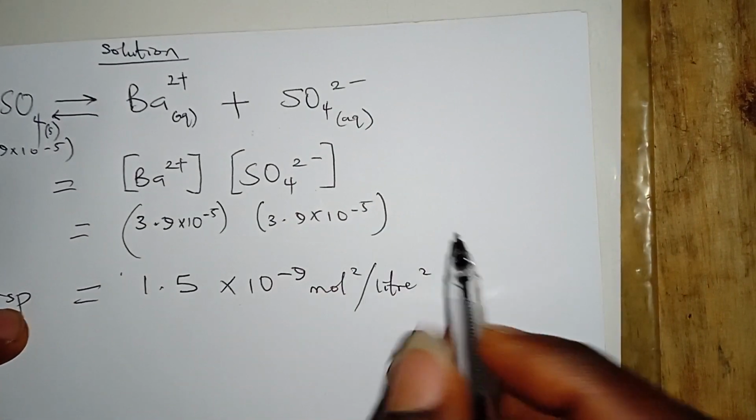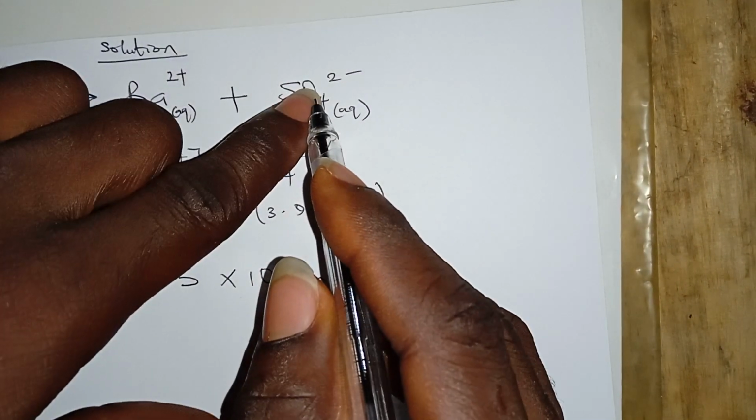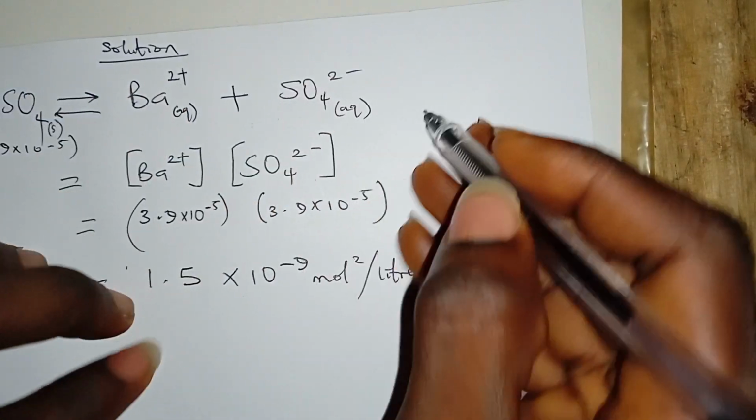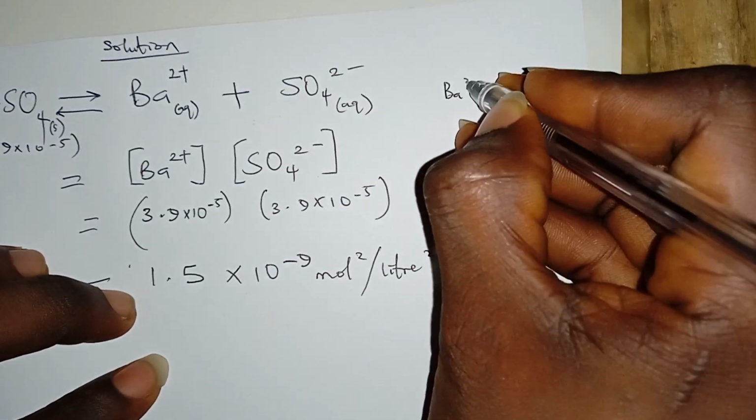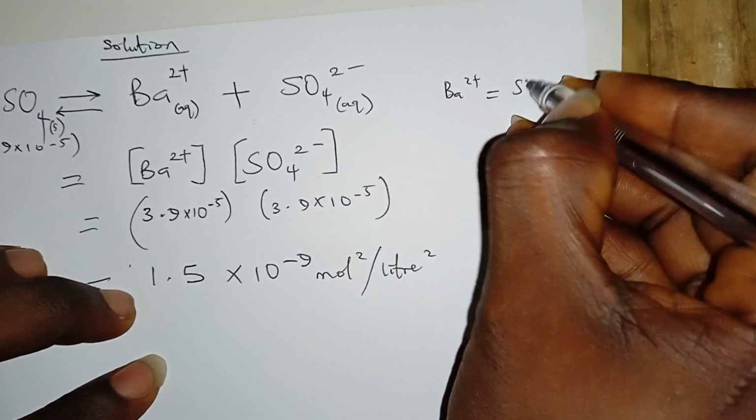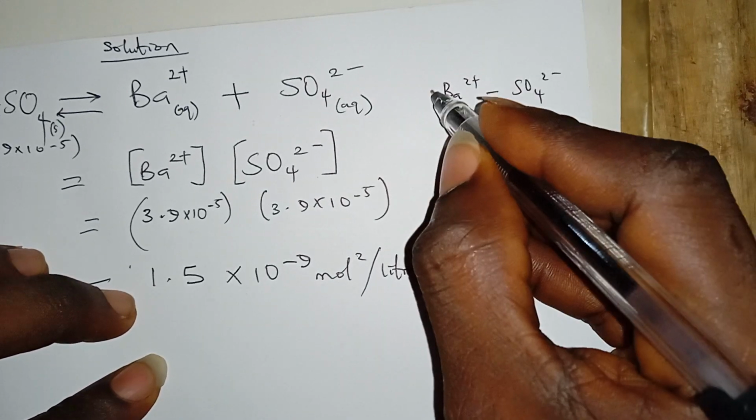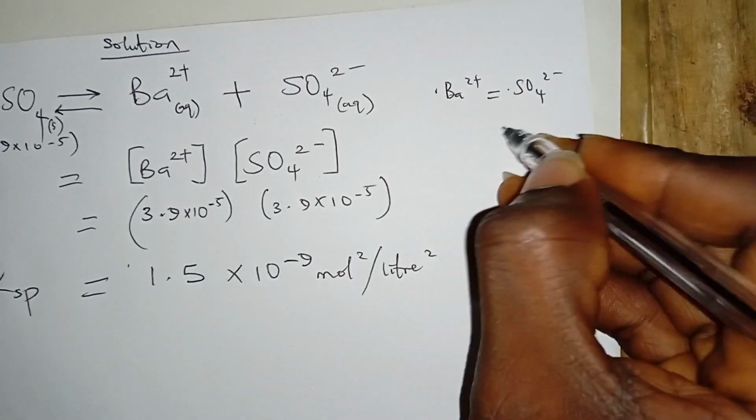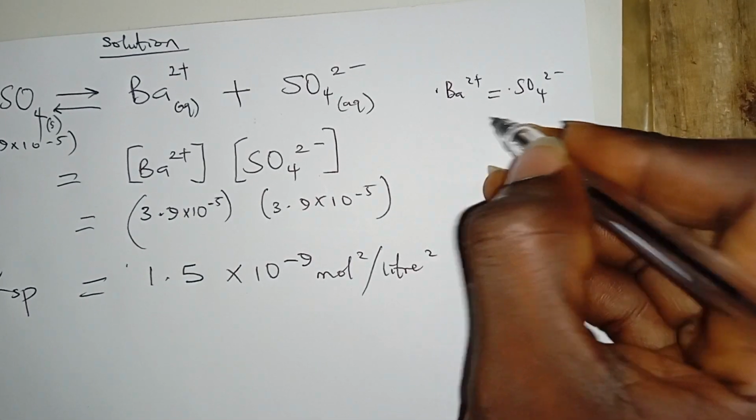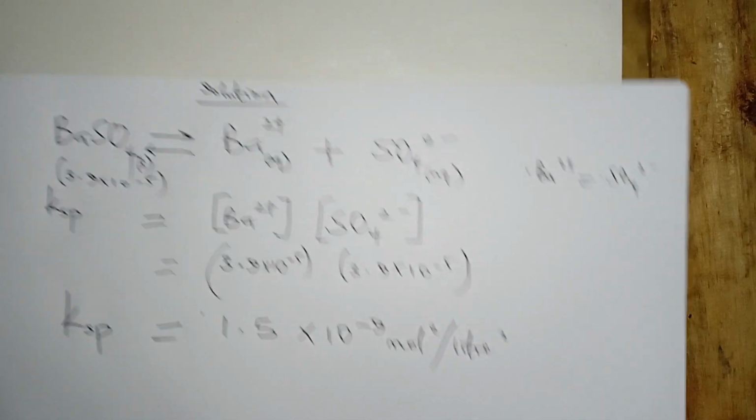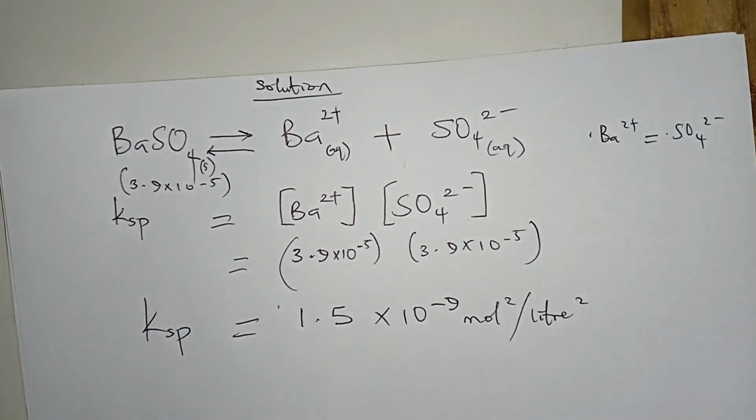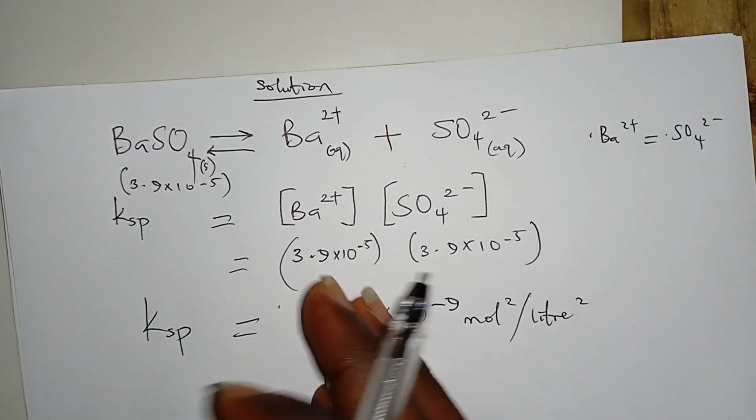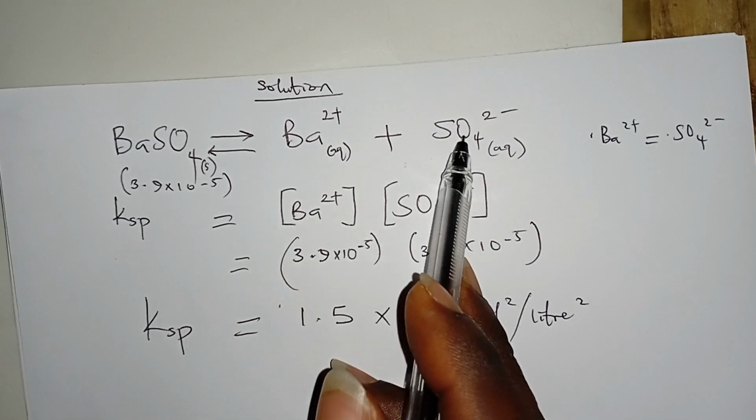And notice that in this case, barium and SO4 2 minus, they are equal. This Ba2 plus is equal to SO4 2 minus, because the stoichiometric coefficient is 1, and they gave it to us as 3.9 times 10 raised to power minus 5. So they are equal. But there are situations whereby this could be greater than this.